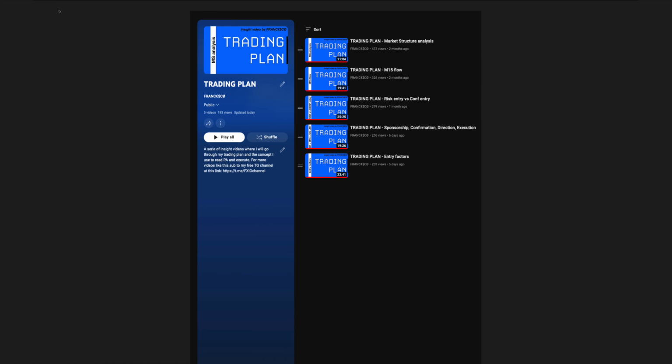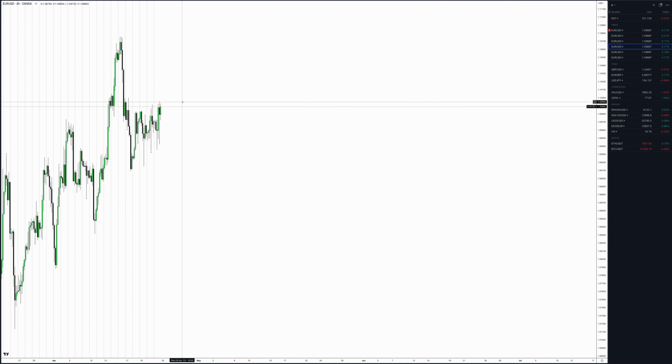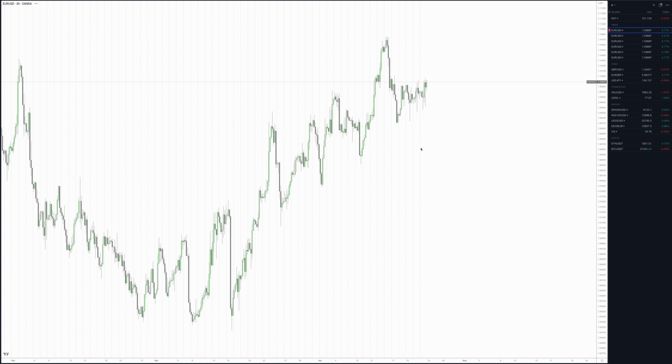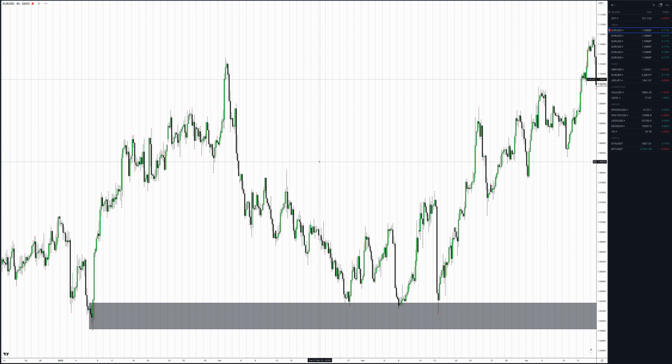So, what I say here, I wait for at least one of the following: M15 real BMS or M5 multiple BMS, okay? Let's go check on charts. I found 3 nice examples for you to understand what I mean. Okay, first example is here.